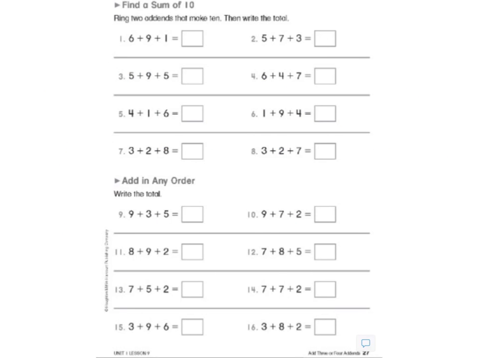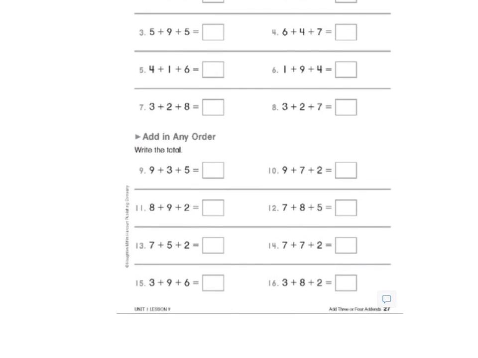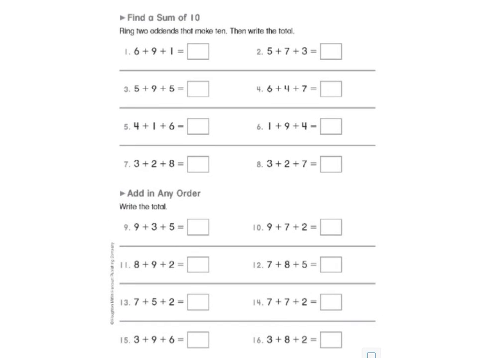Okay, now go ahead and turn in your SAB. You want to be on page 27 in your SAB. We're going to start these pages by finding a sum of 10, just like Mrs. Gilmore did on the other page.